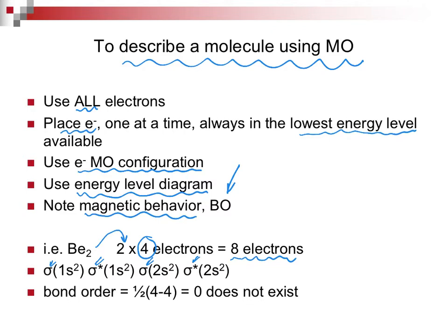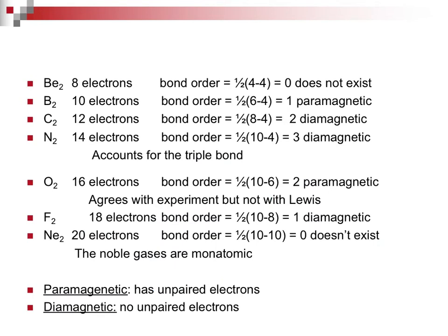There are two different groups because we have the n equals 1 and n equals 2 levels. I will take my bonding electrons, which total 4, and my anti-bonding electrons, which total 4. Molecular orbital theory gives it a bond order of 0, which means that according to molecular orbital theory, the diatomic beryllium we got does not exist.